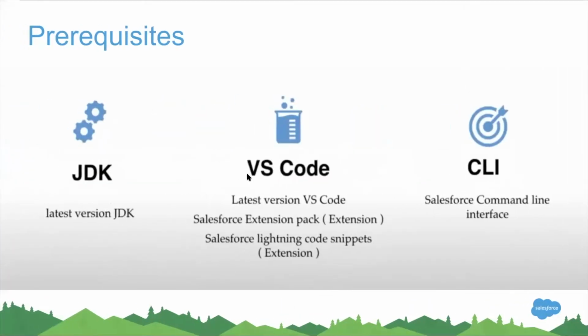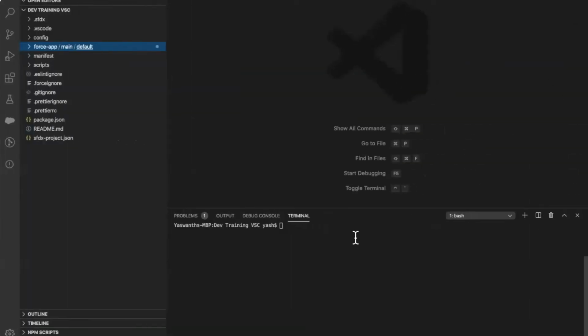So in Visual Studio Code, after you install Visual Studio Code, you have to add these two extensions, which are Salesforce Extension Pack, which is the required one to connect with Salesforce, and Salesforce Lightning Code Snippets, which is the recommended one to get much more familiar with the developer tools while developing code. So let's see how I install it.